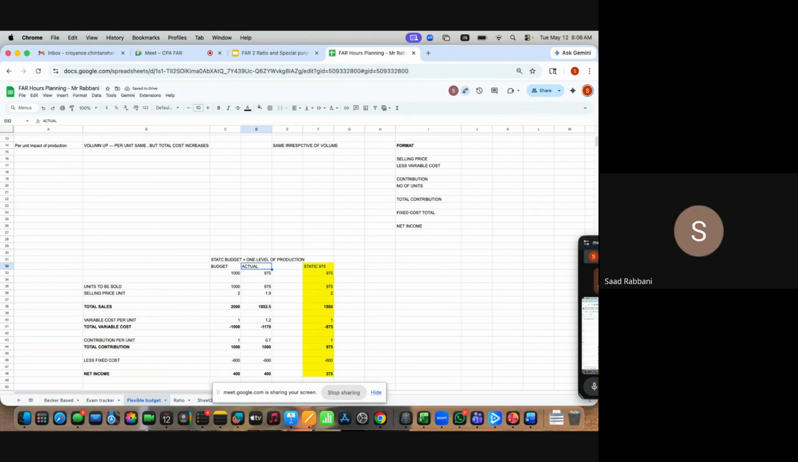But wasn't the budget for 1,000? Exactly. The initial budget was for the 1000 units, but when you had actuals of 975, in earlier days you had no concept of flexible budgeting. So the company had to re-prepare their budget for 975 units to make sure they could do an apple to apple comparison. What was happening here?